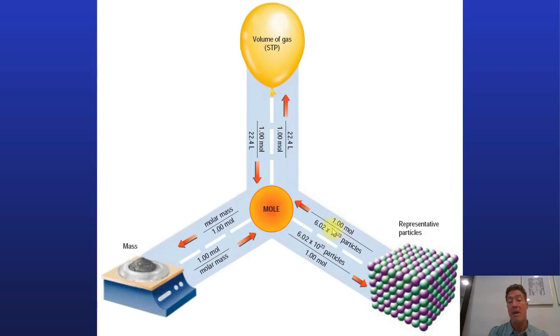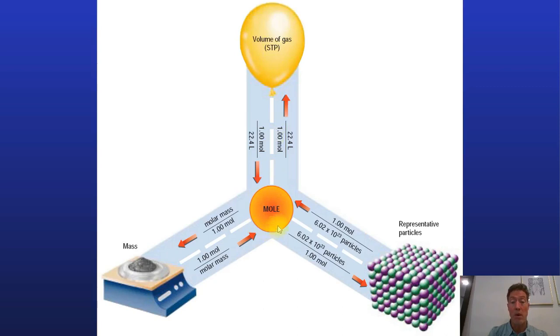So let's say I have 6.02 times 10 to the 23rd particles of carbon dioxide gas. How much volume would that be? Well, that would be 1 mole, and every mole has 22.4 liters. Therefore, I would have 22.4 liters of carbon dioxide gas.